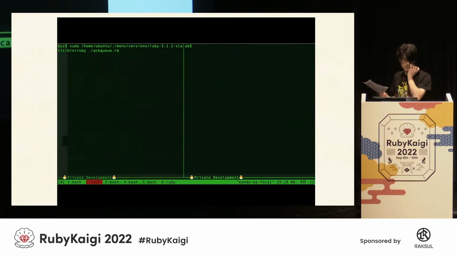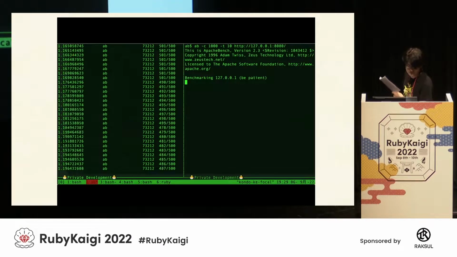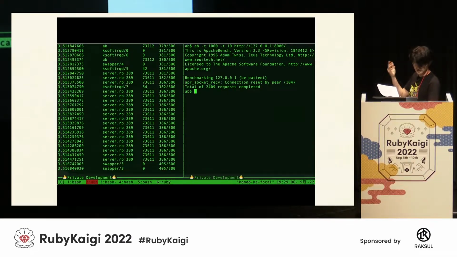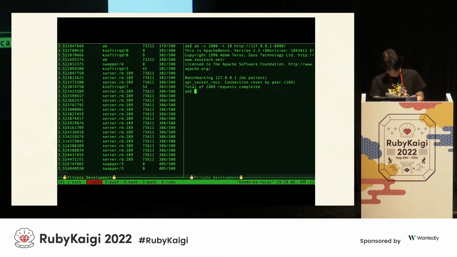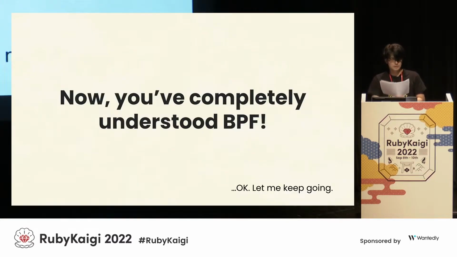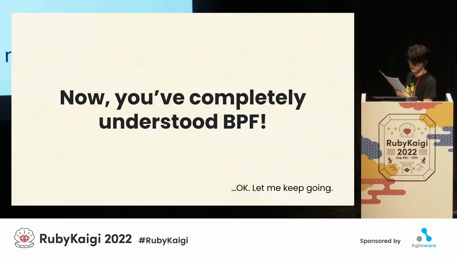Now running the tool, showing backlogs, and then running Apache Bench, then visualizing queue size and queue max size. So this tool is purely written in Ruby and a bit of C. So using Ruby, we can visualize the server status. So, okay, this is BPF. Thank you. So keep it going.